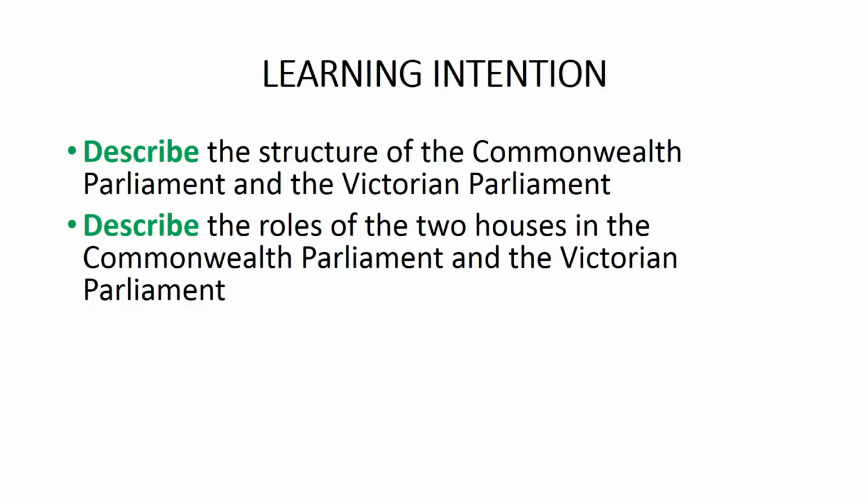Here's your learning intention. Make sure that you write these learning intentions in your Cornell notes. The first learning intention is that you need to be able to describe the structure of the Commonwealth Parliament and the Victorian Parliament. The second learning intention is that you need to be able to describe the roles of the two houses in the Commonwealth Parliament and the Victorian Parliament.